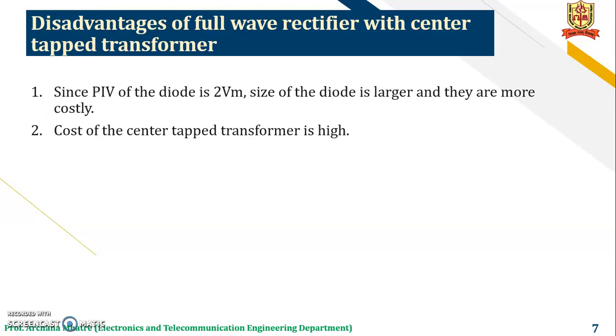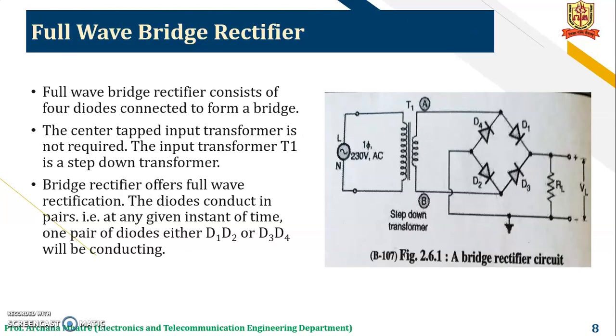Now the disadvantages of the full wave rectifier with center tap transformer. First, since the PIV of the diode is 2 Vm, the size of the diode is larger and diodes are more costly. The cost of the center tap transformer is also high. Now the next type of full wave rectifier is the full wave bridge rectifier.